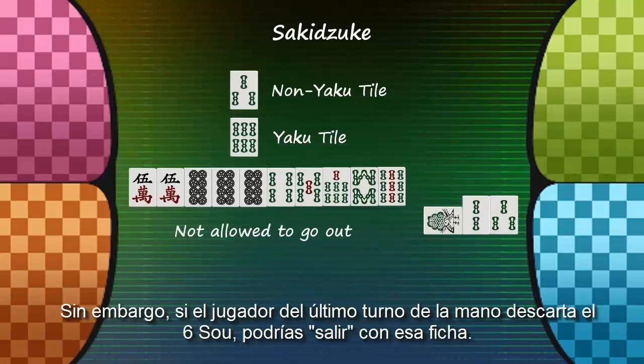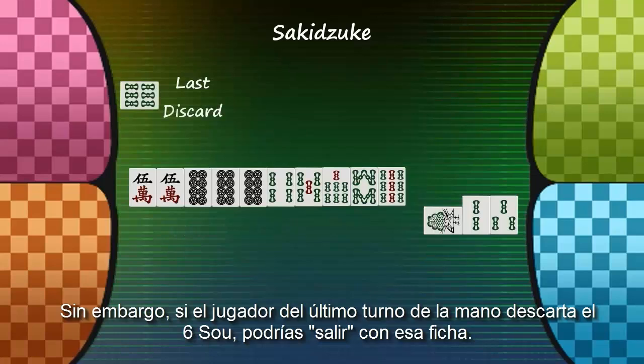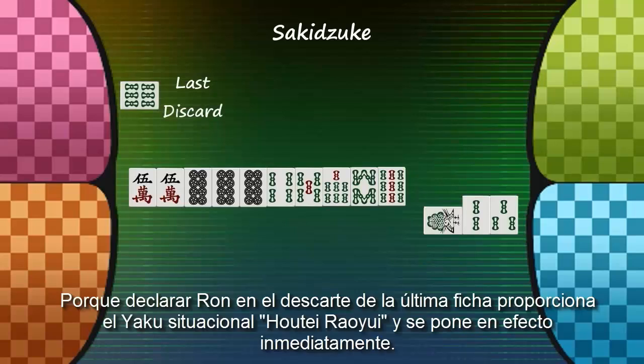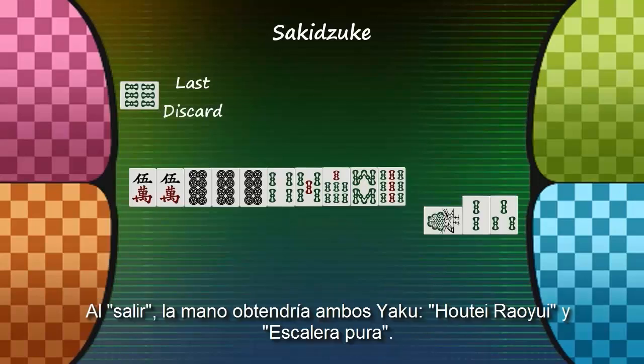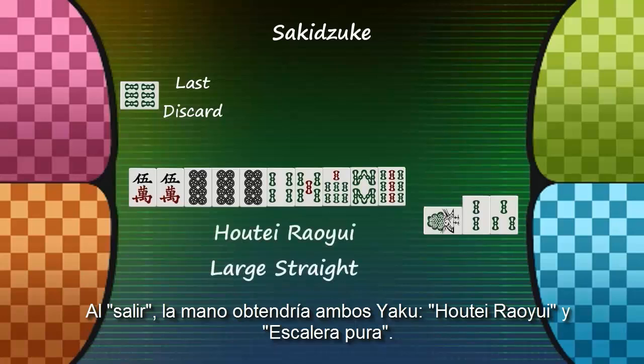However, if, for example, the opponent who took the last turn of the hand discarded the 6-so, this hand would be able to go out on that tile, because calling Ron on the last discard is the situational Yaku Ho Te Rao Yui, and it gets credited to the hand immediately. After going out, the hand would be awarded both Ho Te Rao Yui and large straight.